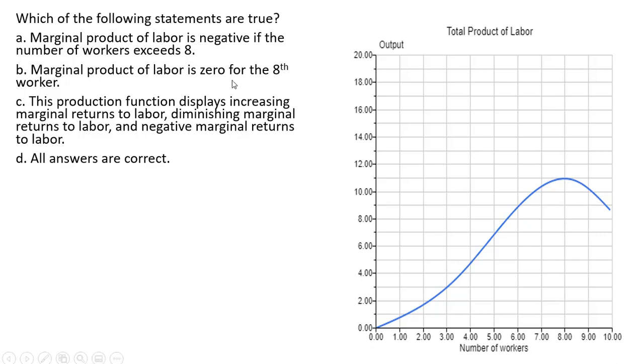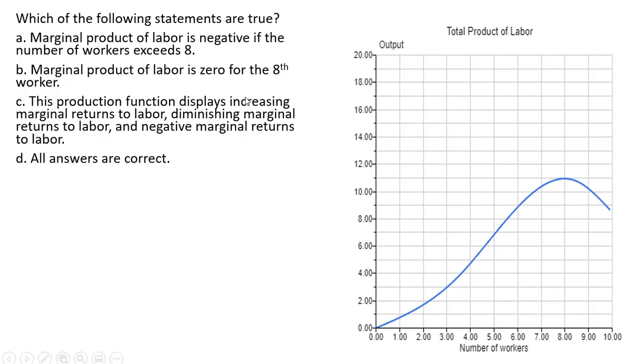Marginal product of labor is 0 for the 8th worker. At the 8th worker here, if we're to put a tangent line at that point, it would be horizontal. The slope of a horizontal line is indeed 0, and marginal product is nothing more than the slope of the total product function. So marginal product of labor is indeed 0 when output is maximized.